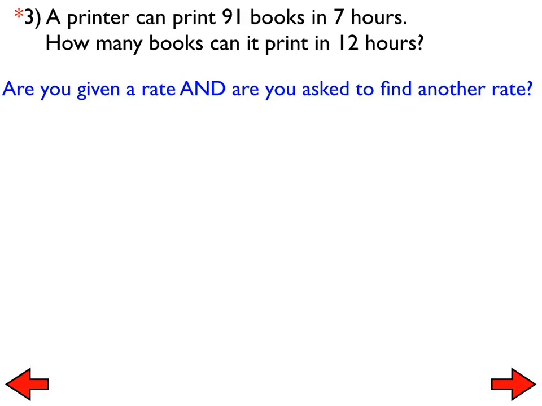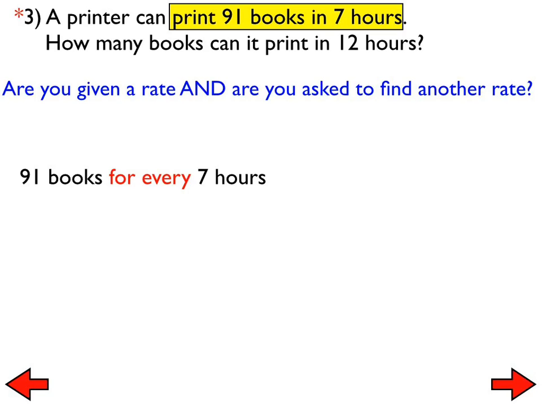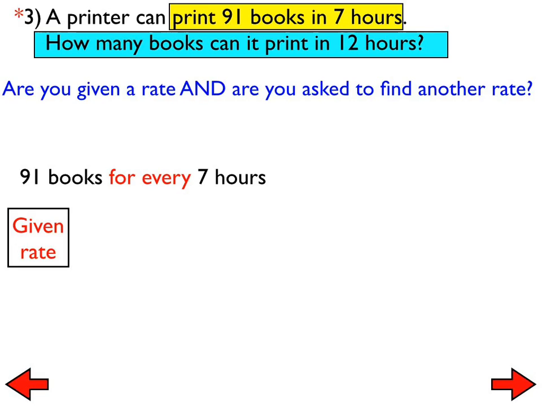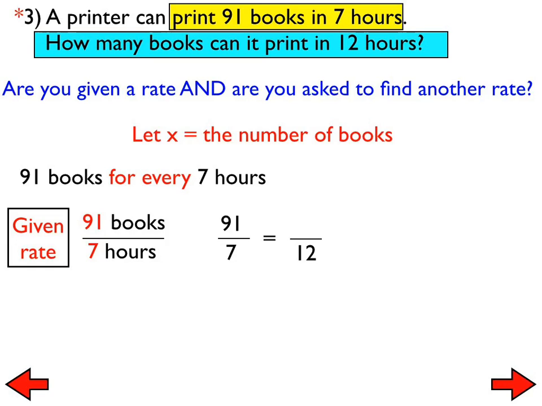All right, when I walked around, most of you set it up the same way. We are given a rate, 91 books in 7 hours. That is a rate, and we're asked to find another rate. How many books can it print in 12 hours? All right, so our setup, and this is the setup that most of you use, 91 over 7 equals x, or any variable, over 12. You can reduce 91 over 7, by the way. That would be 13 over 1, and if you did that, that would be the unit rate. But most of you did not see that.